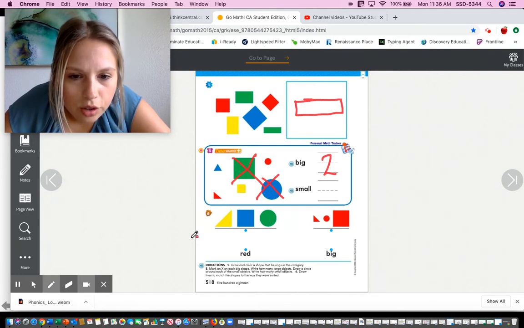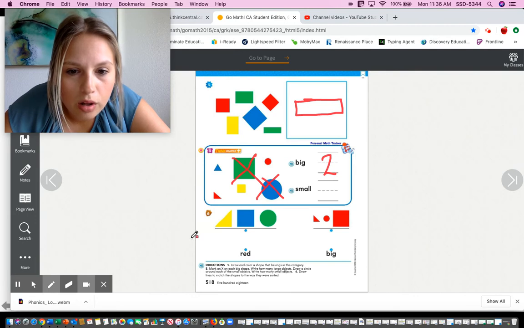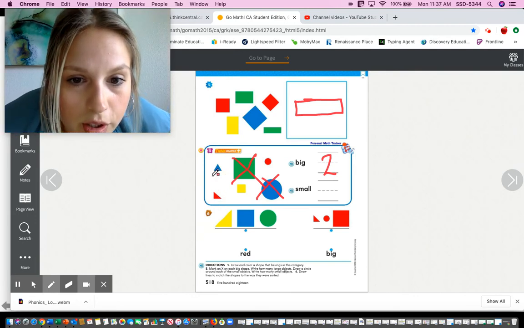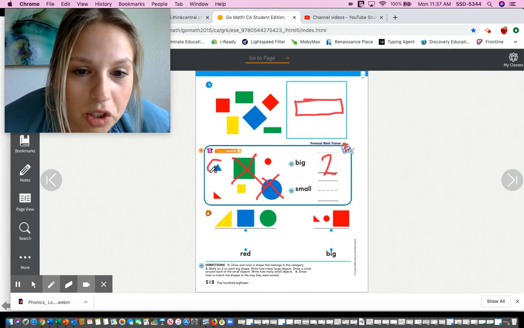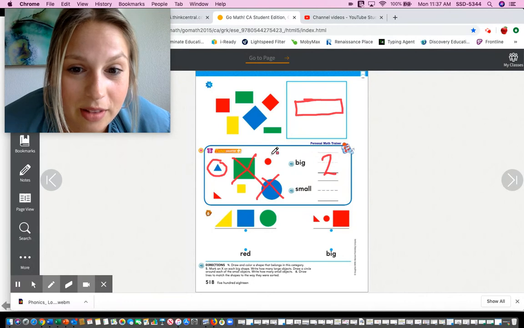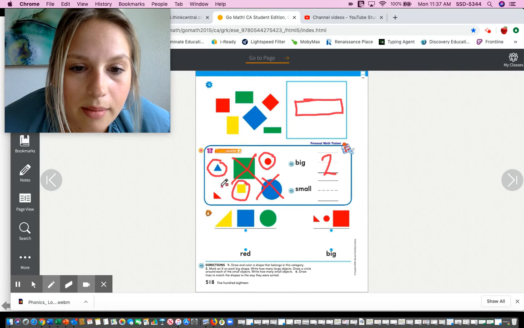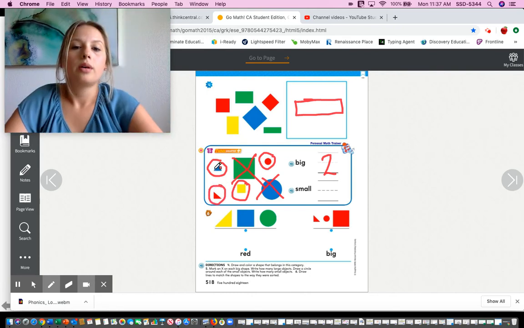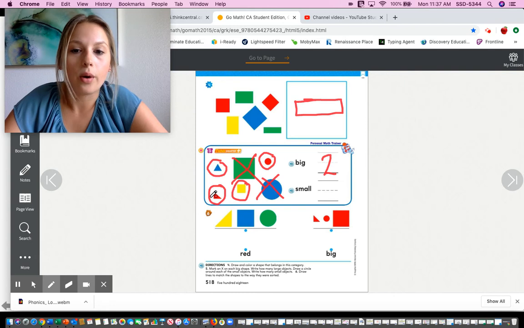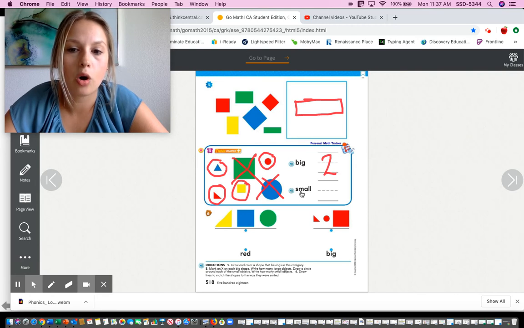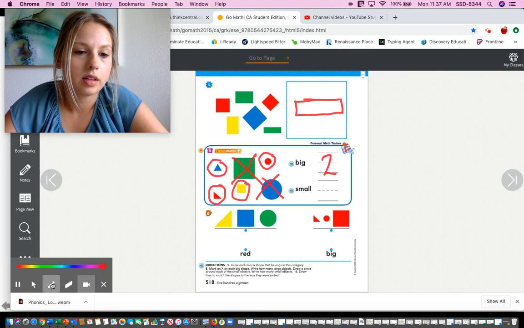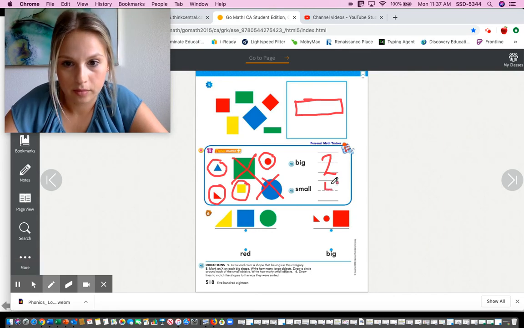Now we're going to draw a circle around each of the small objects. So we're going to circle the small ones, which are all the shapes we didn't put an X on, right? Because we found the big ones already. So go ahead and circle all the small ones. And then count how many small shapes you found. 1, 2, 3, 4. And we're going to write 4 next to the word that says small. S-M-A-L-L. Small. And write 4. Nice job.